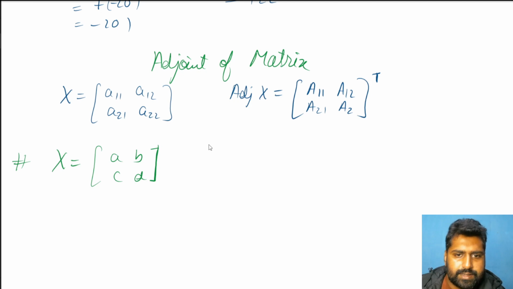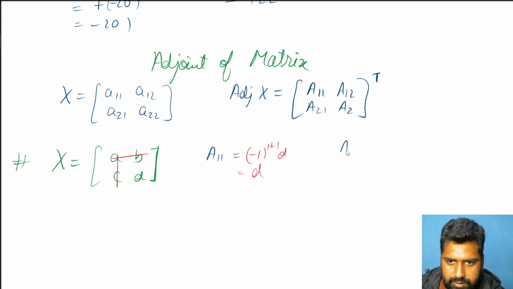All right. Let's calculate A11. A11 means the first element, leave the first row, first column. So basically minus 1 raised to power 1 plus 1 into D. So that is D.